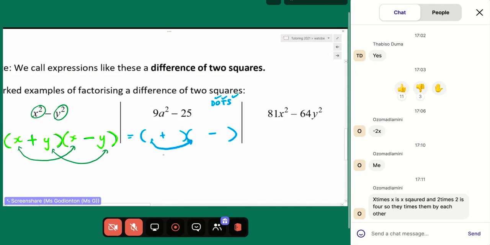What times itself is going to give me 9a squared? Who thinks they can answer that for me? It's 3. Good, good, good. I'm loving that 3. 3 something though, because 3 times 3 is going to give me 9. Nice. Okay, 9a squared. Beautiful. Now I need to get 25. What times itself will give me 25? 5. Yes. And we have just done difference of two squares.